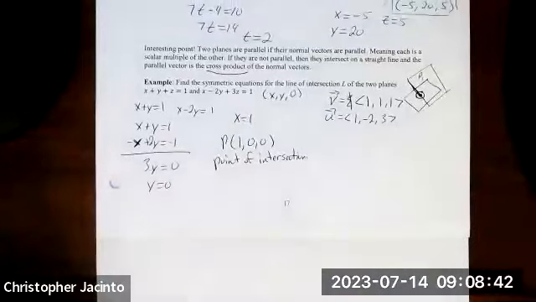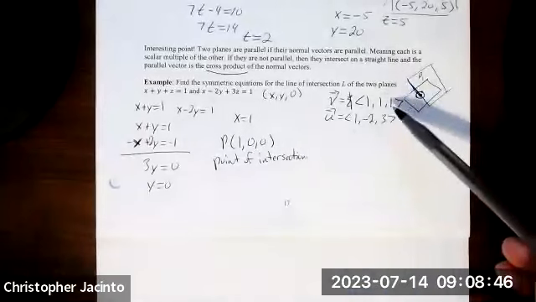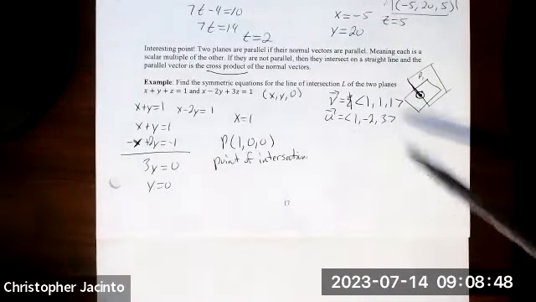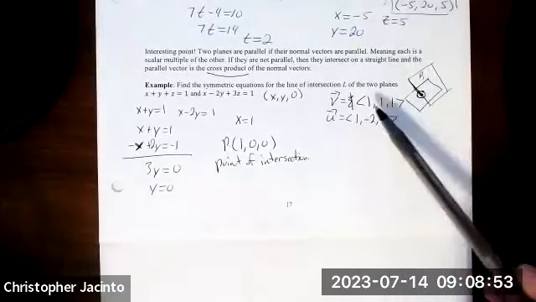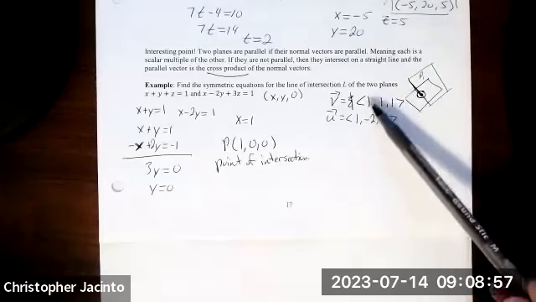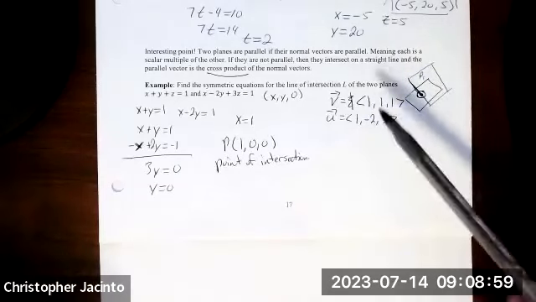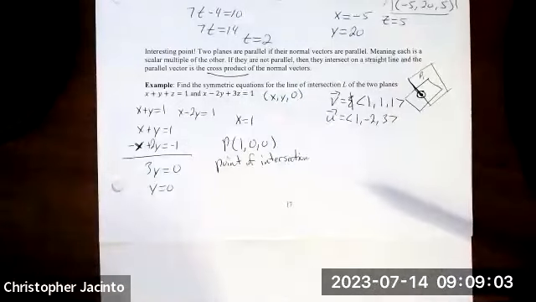And just to check, notice they're not parallel to each other because their normal vectors are not scalar multiples of each other, meaning one is not a multiple of the other. So there's no way that happens. So they do actually have an intersection. So this actually did work here, right? All that fun stuff.